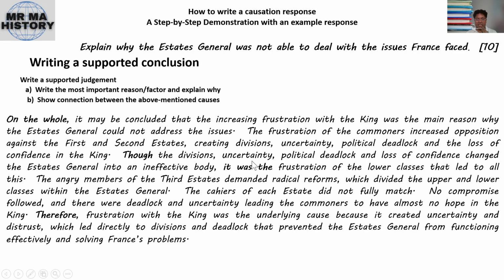Though the divisions, uncertainty, political deadlock, and loss of confidence changed the Estates General into an ineffective body, it was the frustration of the lower classes that led to all this. The angry members of the Third Estate demanded radical reforms, which divided the upper and lower classes within the Estates General. The interests of each estate did not fully match, no compromise followed, and there were deadlock and uncertainty, leading the commoners to have almost no hope in the king.